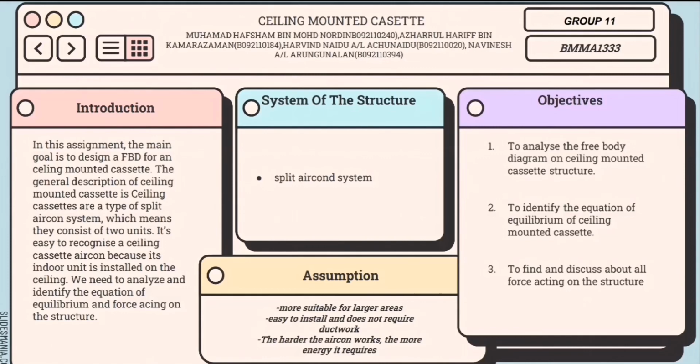Today, I will explain to you about static ceiling mounted cassette analysis. First, I will describe the introduction and objectives of our study.